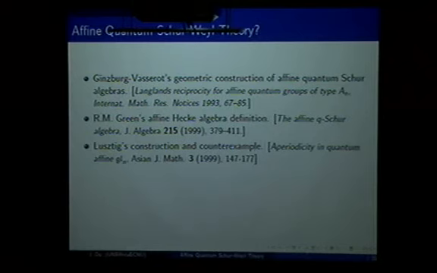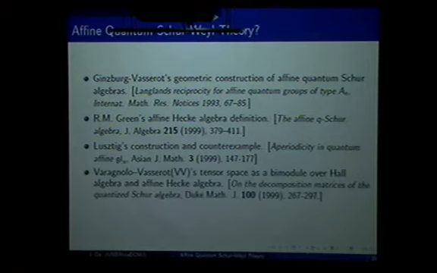Then, okay, let me try to mention another important paper, that's Varagnolo and Vasserot's paper on tensor space and on bimodule structure, by Hall algebras and affine Hecke algebras. And these are relatively earlier papers. And you can find a long list of other papers like Olivier Schiffmann, Andrew Hubery, Kevin McGerty, Doty, Green, etc. They are all talking about quantum affine gl_n, presentation of quantum affine Schur algebras, etc.